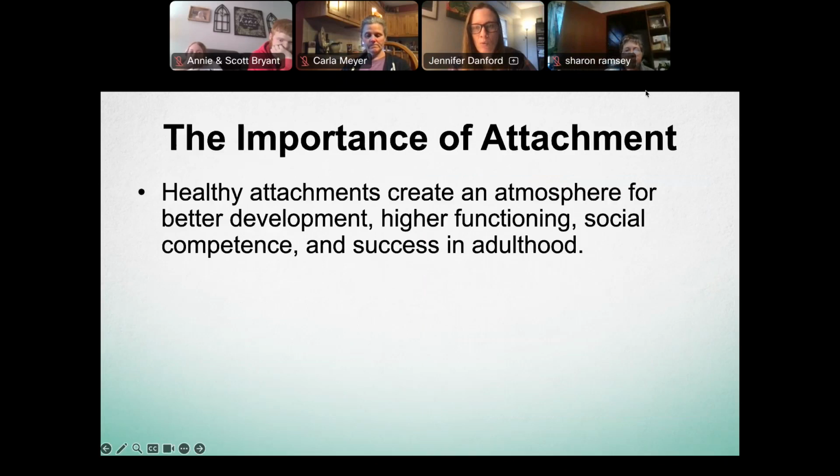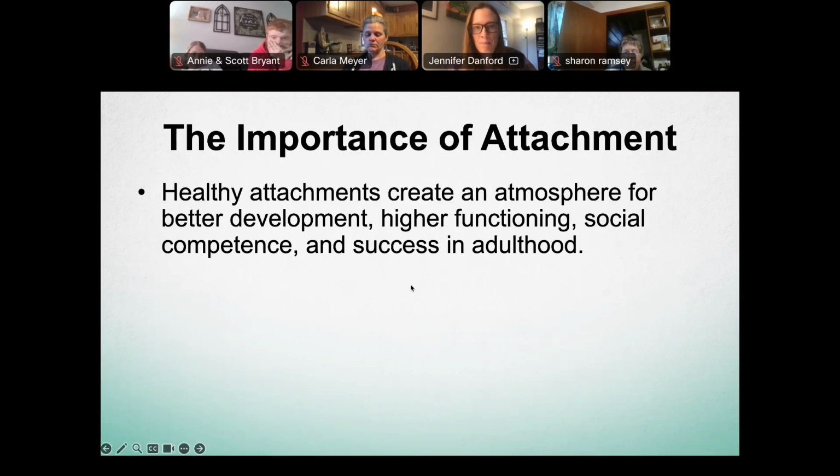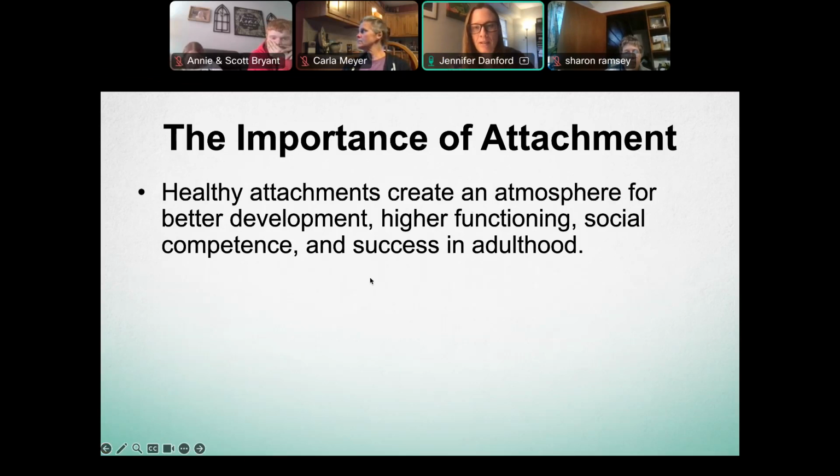So what we've learned, and I could give you a huge history, I just don't know that that's going to be the point of importance here, is that healthy attachments do create an atmosphere for better development. We see higher functioning, social competence, and success in adulthood. And if we think about that last sentence, we can think about the polar opposites, and that's what happens when we don't have healthy attachments. And we'll talk about that more.